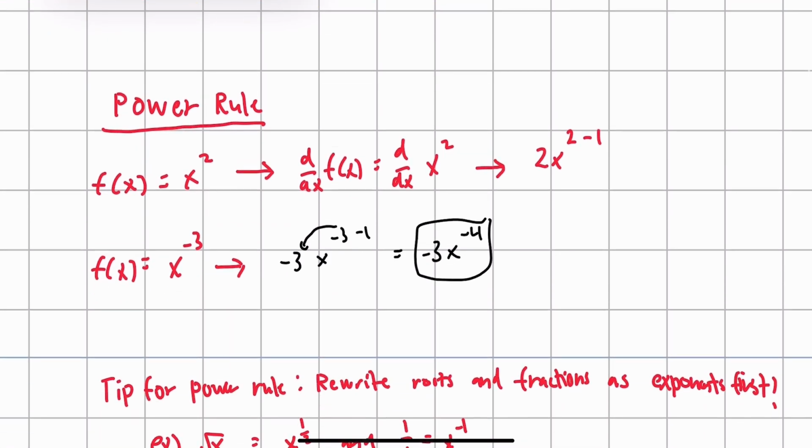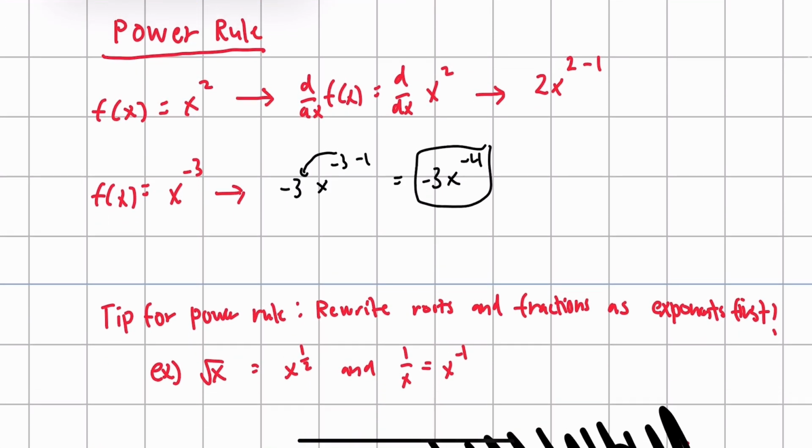Alright, let's go over the power rule. The power rule is going to be your best friend for polynomials. Here's the mantra. Bring the exponent down, then subtract 1 from the power. Let's take a look at our example. f of x equals x squared. Now, let's take the derivative of both sides, so the derivative of f of x and the derivative of x squared.